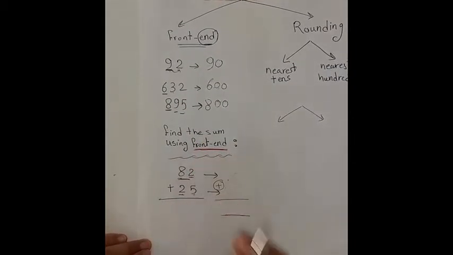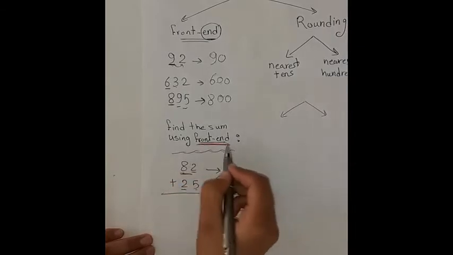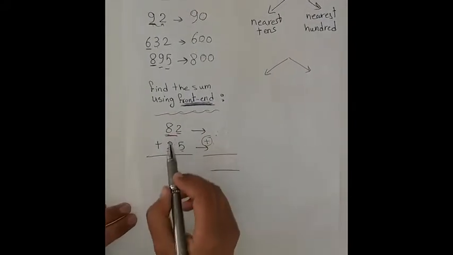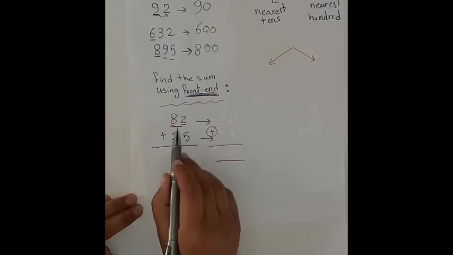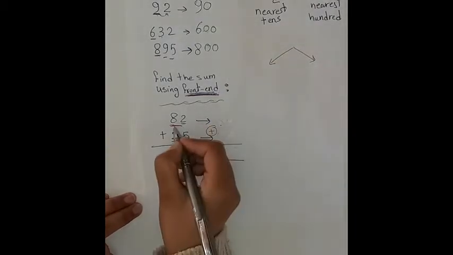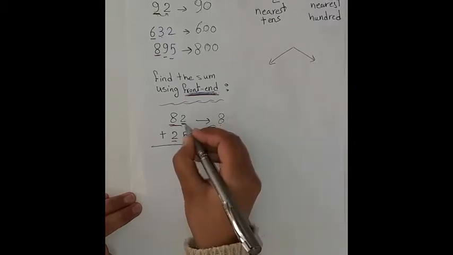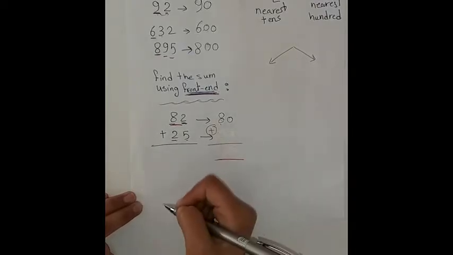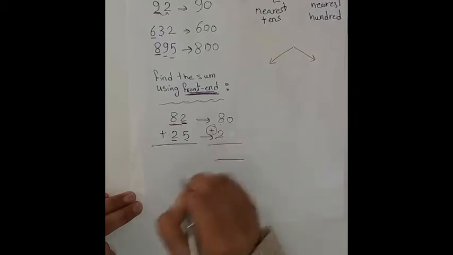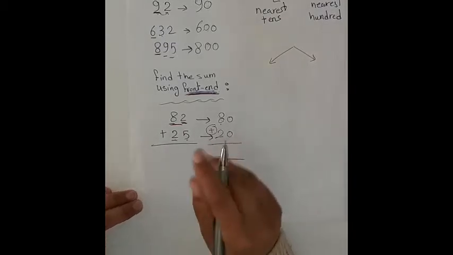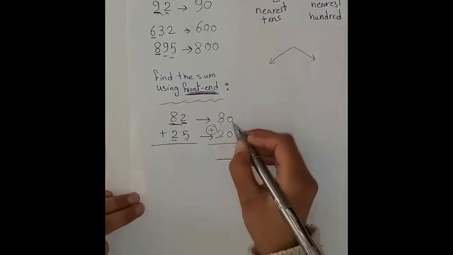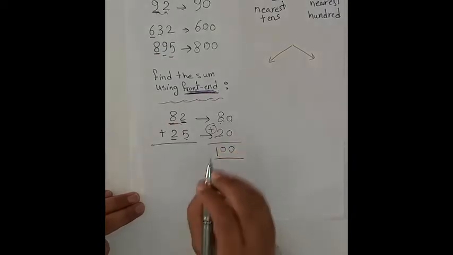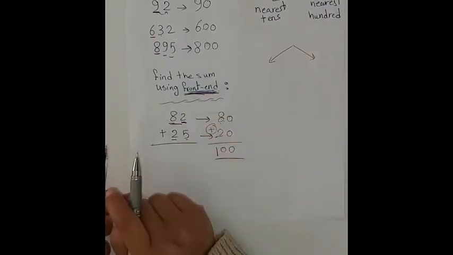The first strategy. Okay. If I want to find the sum using the front end strategy, we must be very careful about which strategy the question wants. If I have 82 plus 25, okay, 82, when I estimate it with front end, where is the end of the number? 8. I will replace the 2 with 0, so it will be 80. 25, if I estimate it with front end strategy, I will write the 2 over here and replace the 5 with 0. Okay. Now I will make plus, 0 plus 0 equal 0. 8 plus 2 equal 100. And again, the first thing we must make sure of is which strategy the question wants.